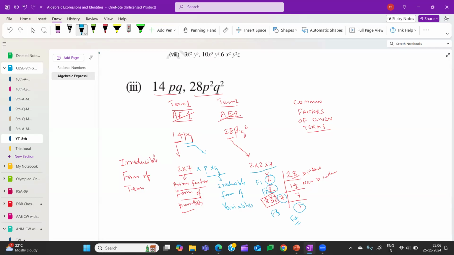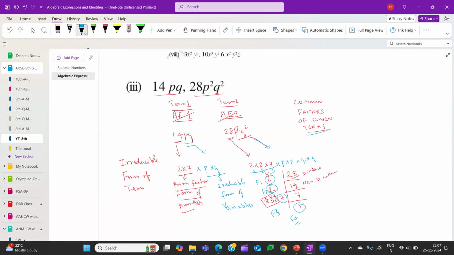So 2 into 2 into 7. This is factor 1, this is factor 2, and this is factor 3. Now we need to find the common factor of the terms. This 2 into 2 into 7 is the prime factors of the number part. Now again, P square, Q square is there. That is how we have to write it here. I'll mark it in blue color. P square is P into P, and Q square is Q into Q.